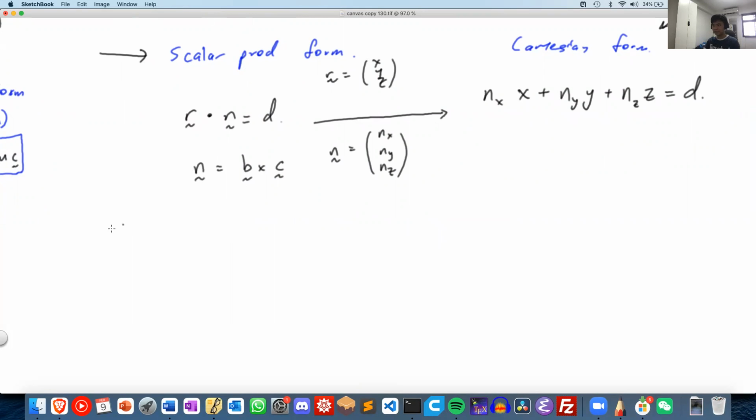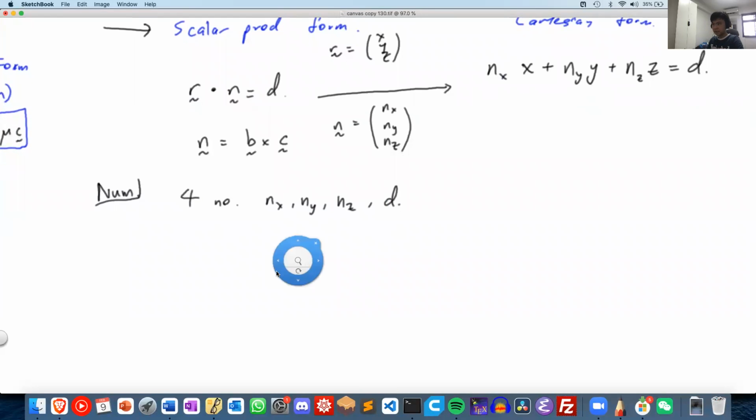So first of all, let's talk about the computation of the scalar product form, the numerical picture. The numerical picture is r dot n equals d. So we need to provide four numbers: the three components of the n vector as well as the d. So how do you compute the three n?